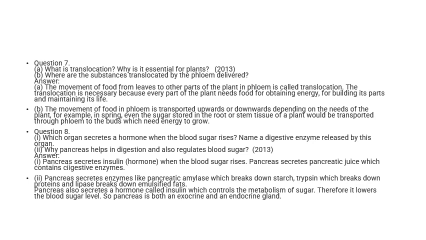The pancreas also secretes a hormone called insulin, which controls the metabolism of sugar. Therefore, it lowers the blood sugar level. So the pancreas is both an exocrine as well as an endocrine gland. Let us move on to the next slide.